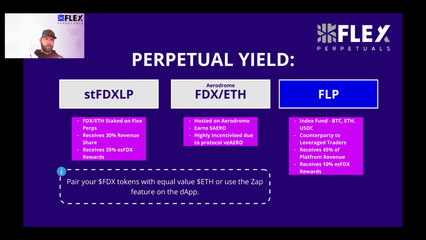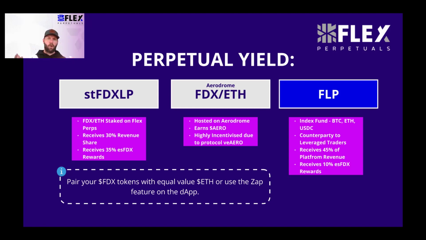So the first two, impermanent loss is something that you have to take into account because it's a standard V2 style pool where there will always be 50-50 of each asset in that pool. And then the third, there's no impermanent loss, but there is the added counterparty element that you have to take into consideration. So those are the three.